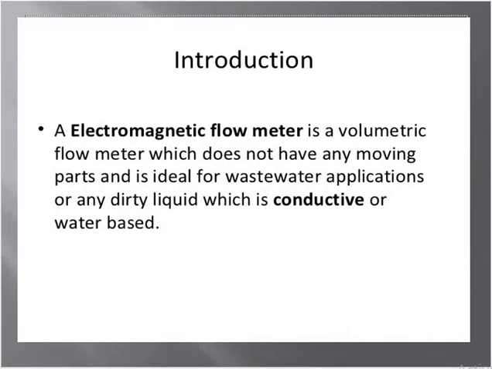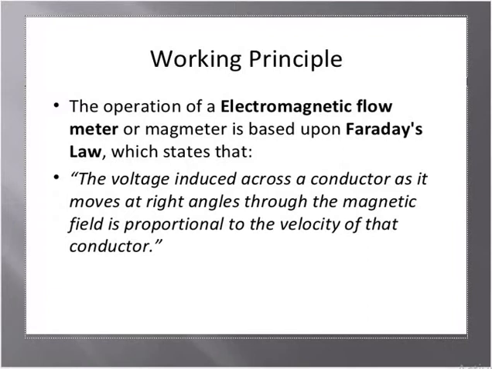Generally we apply these magnetic flow meters for wastewater applications. Why? Because dirt will be there. Due to that dirt, other flow meters cannot exist. That's why we use it particularly for wastewater or dirty liquid purposes, meaning very thick liquids, which are generally conductive or water based. Conductive liquids or water based liquids we use particularly for this magnetic one.